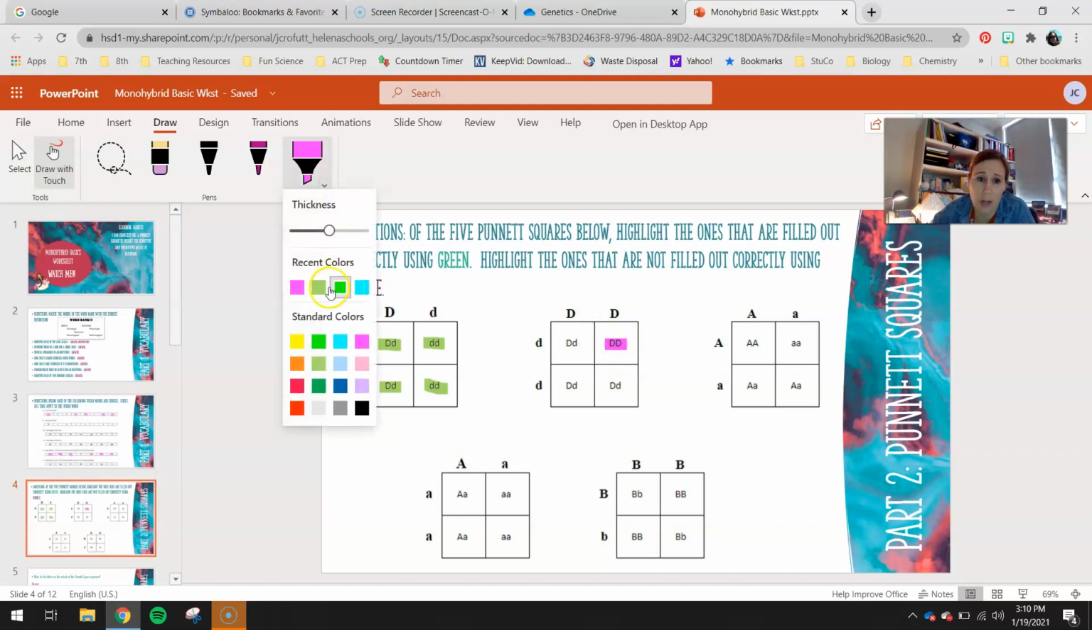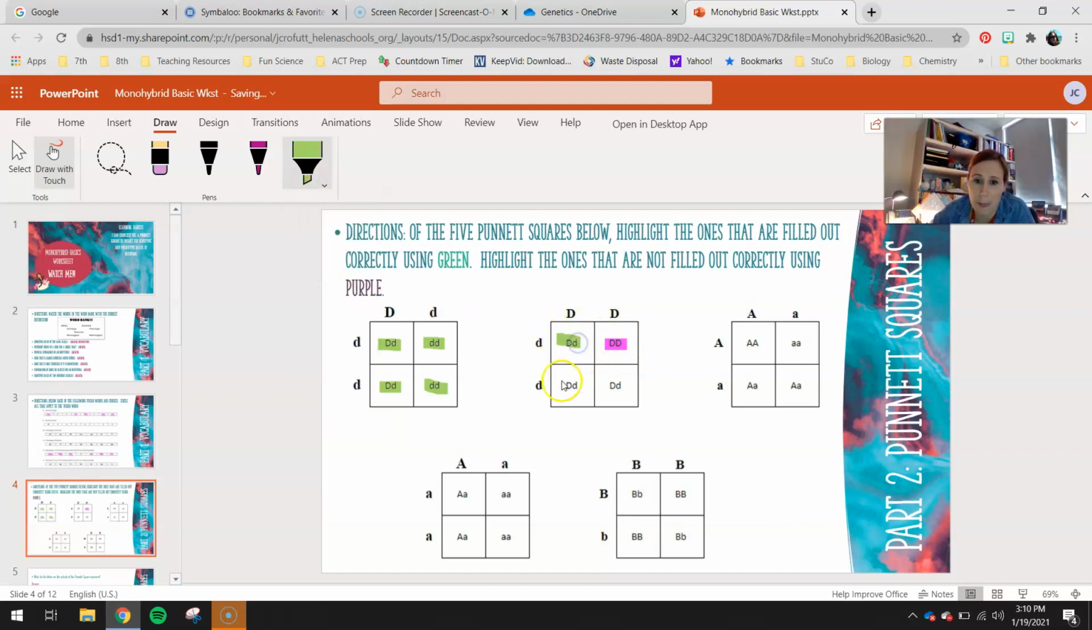So the other ones I would highlight green. Okay. So again, we're looking at just the individual boxes inside. So you guys should see some that maybe are all correct or all wrong. You might see some that are partially correct and partially wrong, like this one here. Okay. Moving on, back to my cursor.